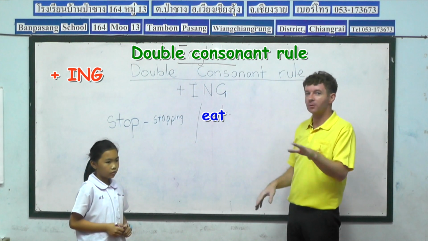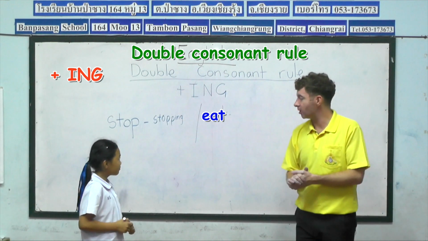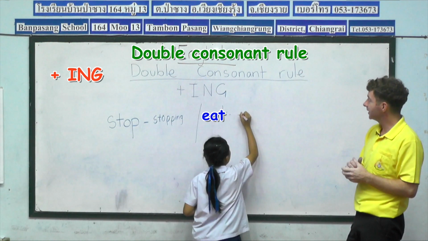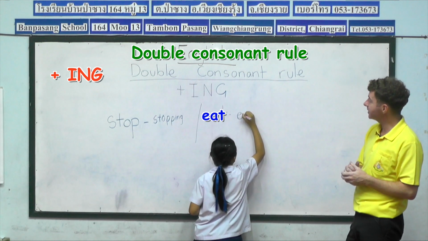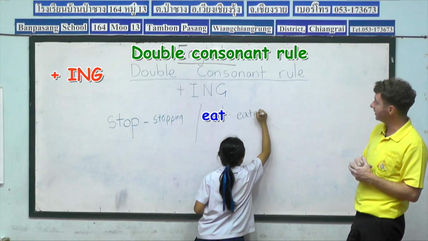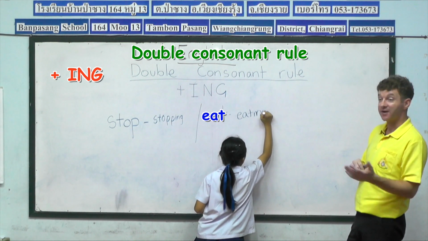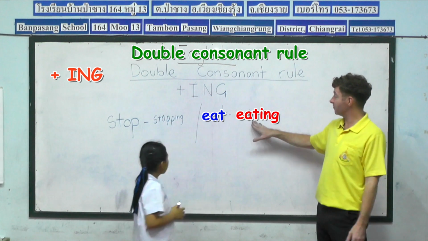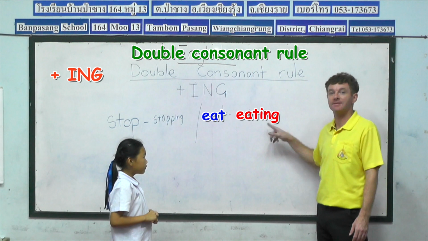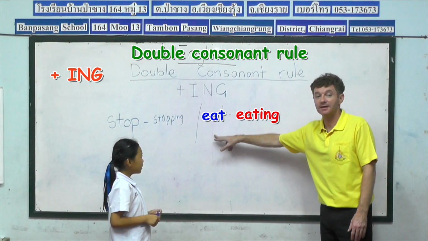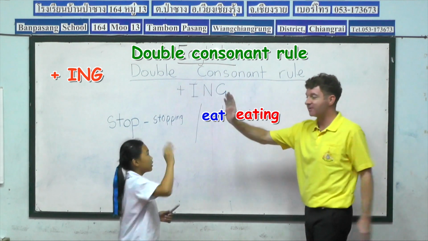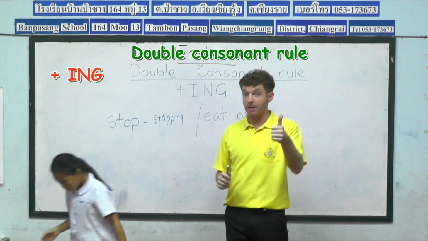We don't need our double consonant rule. Nadia, can you show how to correctly write eat in continuous form? E, A, T, I, N, G. Perfect. You see, with verbs like this, where we don't need the rule, we simply just add ing. So eat, eating. Nadia, excellent. High five. Big round of applause for Nadia for remembering very well.